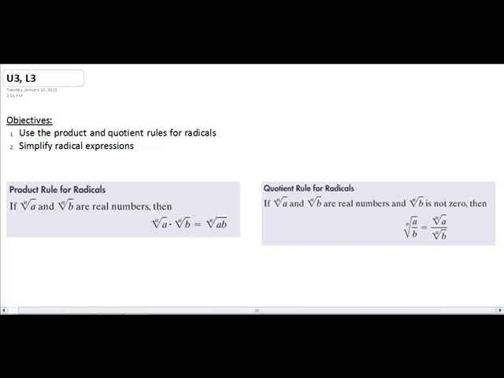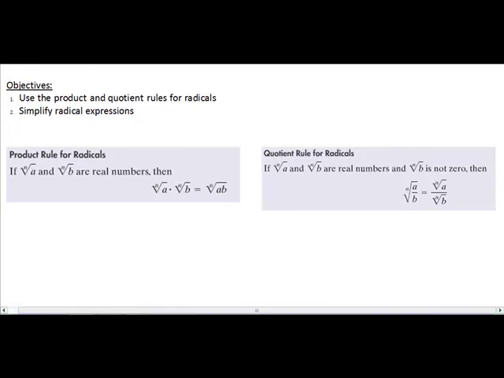Okay, Unit 3, Lesson 3 ought to be a little quicker than the last one. We are going to use the product and quotient rules for radicals, which I have mentioned quite a bit, but now we're going to explicitly define and show that they apply for all radicals, not just square roots. And we are going to simplify radical expressions. So, without further ado, let's get to it.